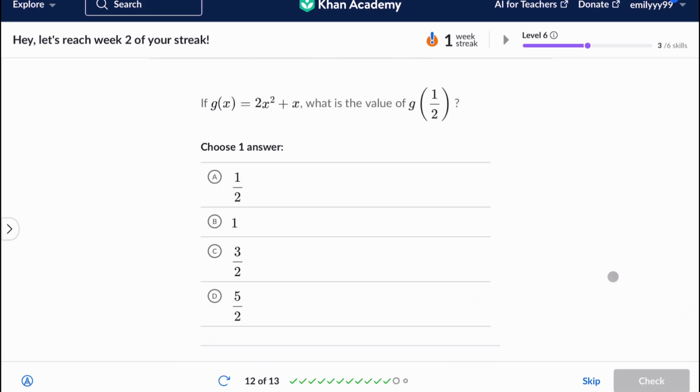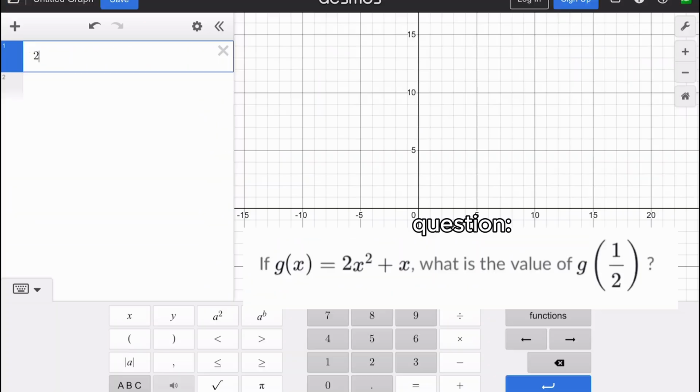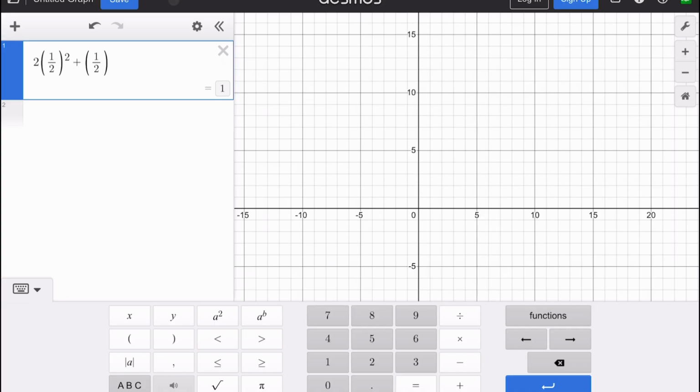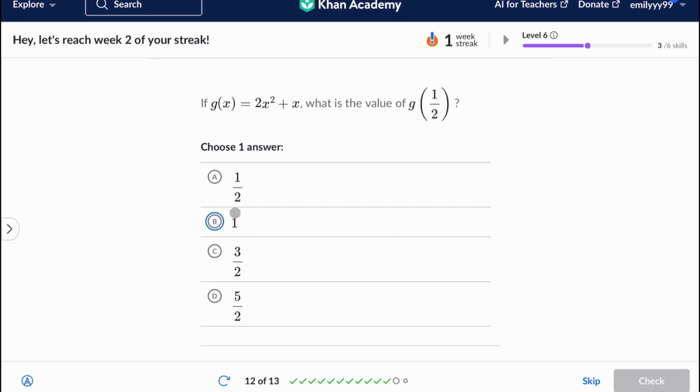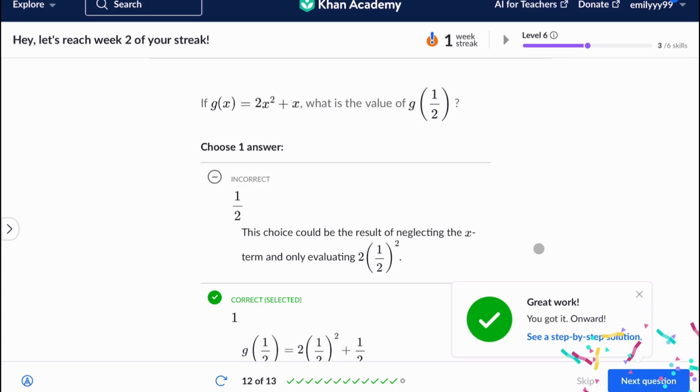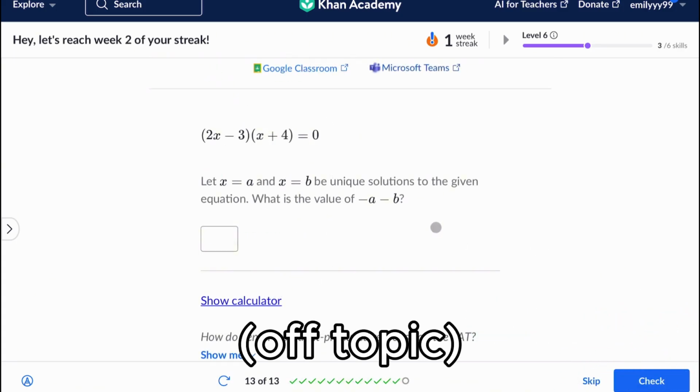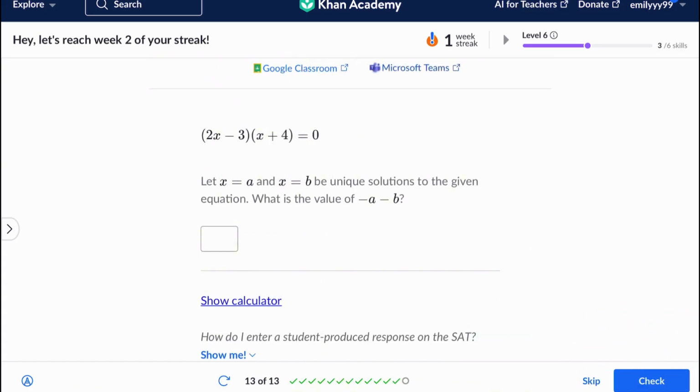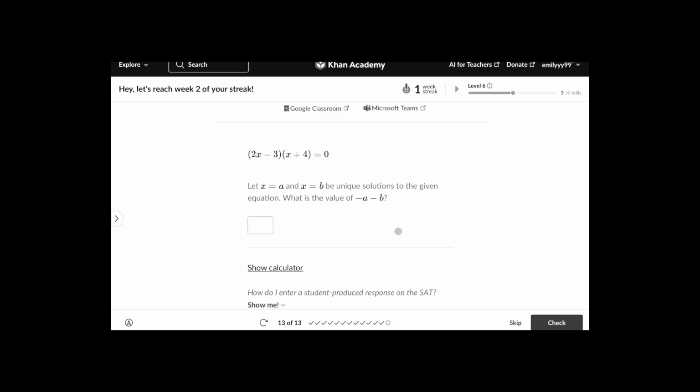If g of x is equal to 2x squared plus x, what is the value of g of 1 over 2? Okay, so we're just plugging in for x. Plus 1 over 2. And that should give us 1, so our answer is 1 here. Sometimes, I'm going to be honest with you, if I get such an easy question on the SAT, I feel like I'm being tricked and I got the wrong answer.